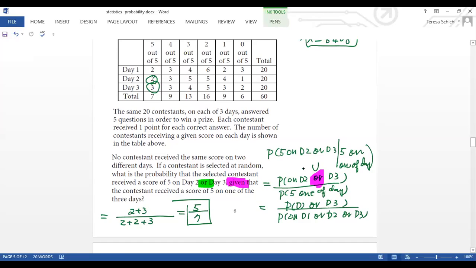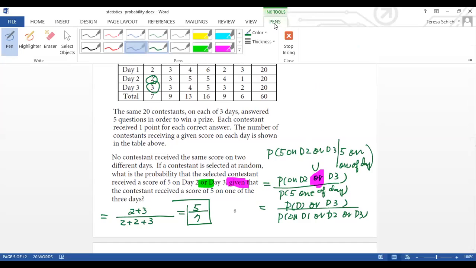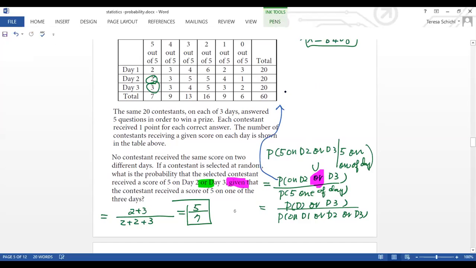So this is the conditional probability. This one here is the given condition, so it's 5 on one of the days. Then the top is 5 on day 2 or day 3. And in fact, I skipped a step here. So the top should be like this: the probability of day 2 or day 3, and it's the intersect with one of the days.